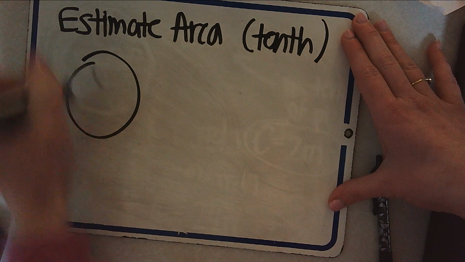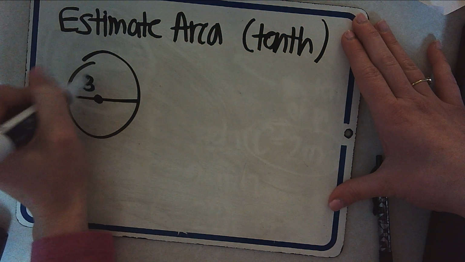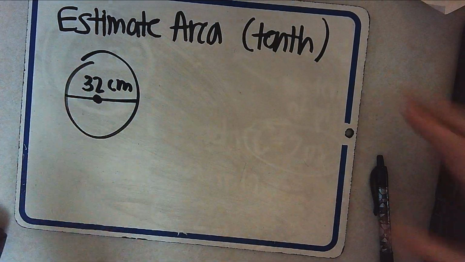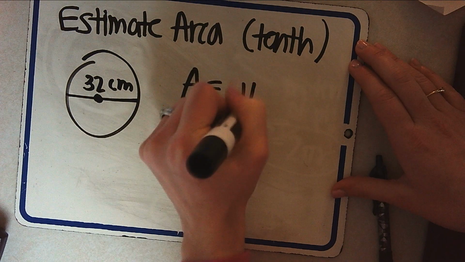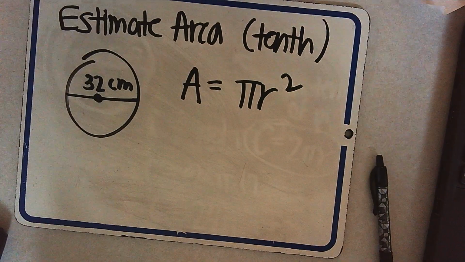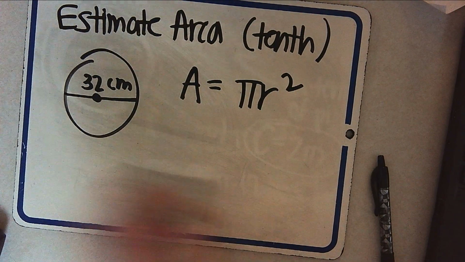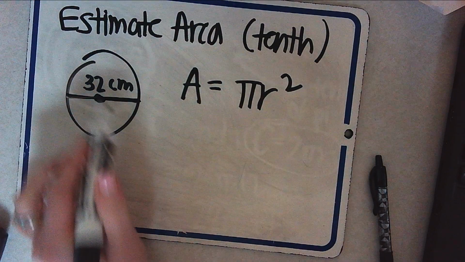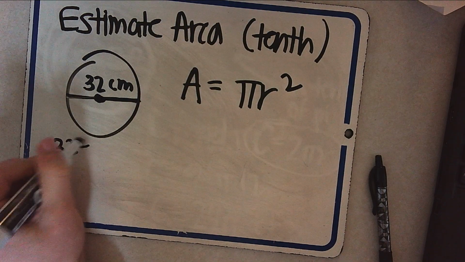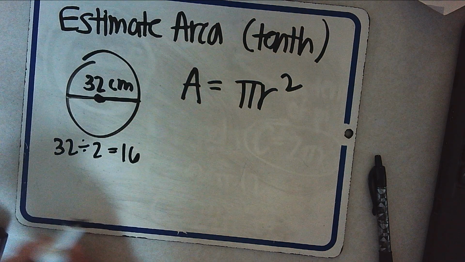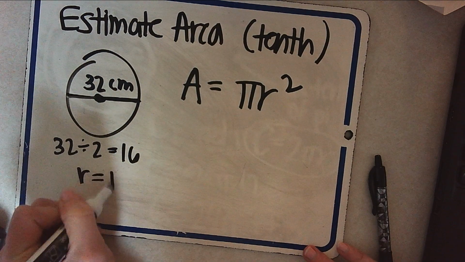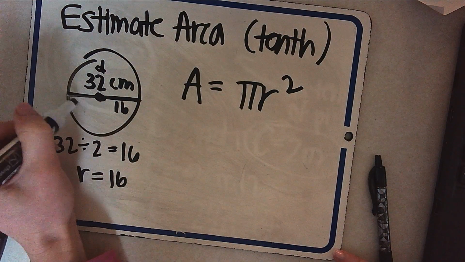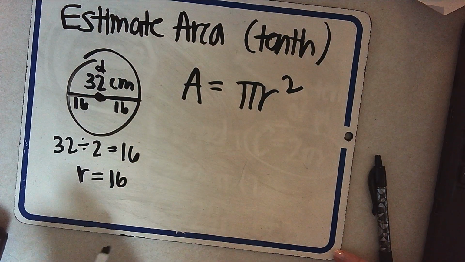And so I've got a circle here, and this time I'm going to give you the diameter, and it is 32 centimeters. So our formula for area is area equals pi r squared. Remember, area squarea. Before I do this, I have to figure out what r is, because they gave me the diameter. My radius is always half of the diameter. So 32 divided by 2 is equal to 16. So my radius is 16, because 16 plus 16 would give me 32.